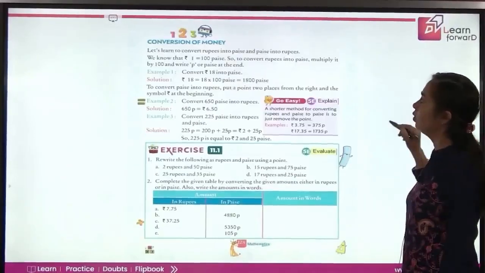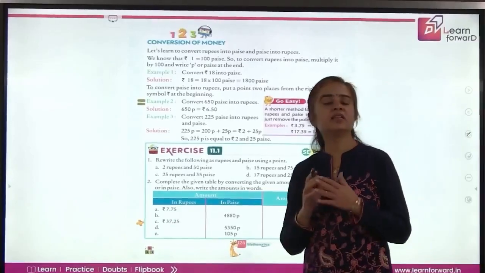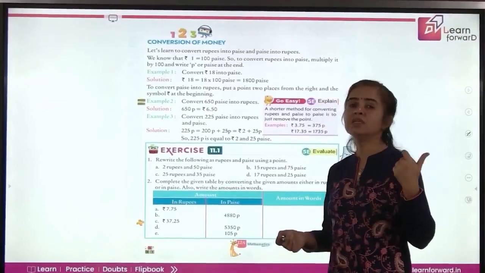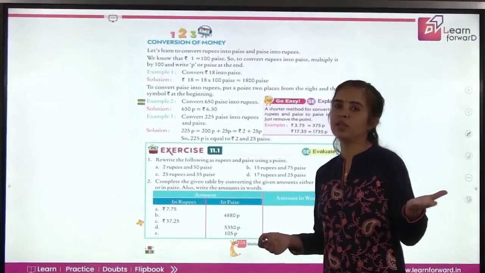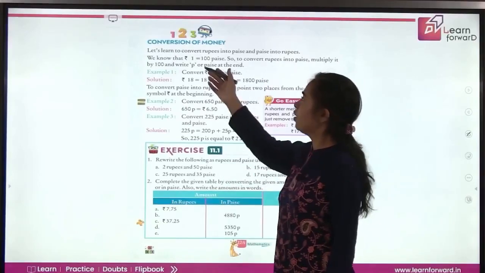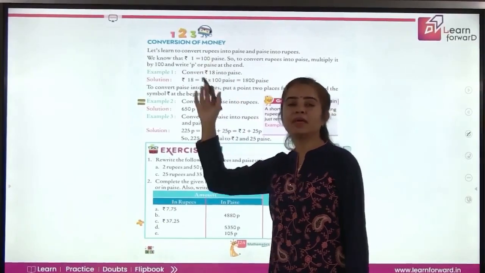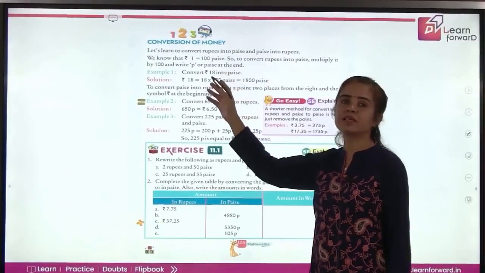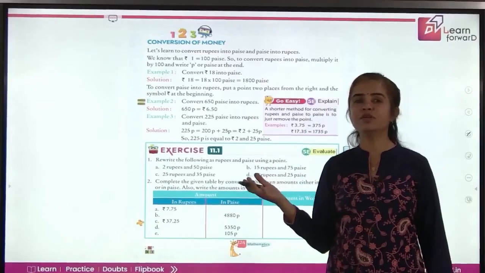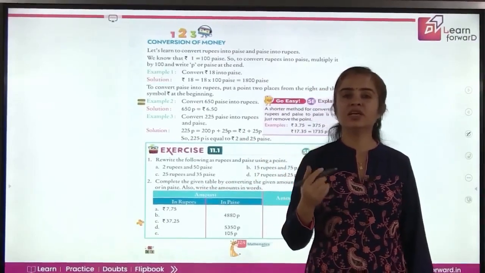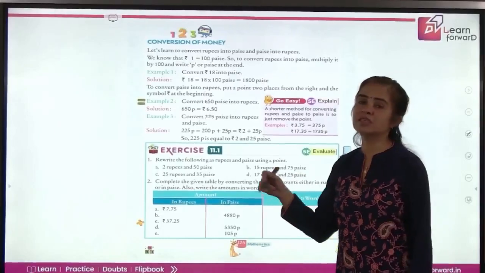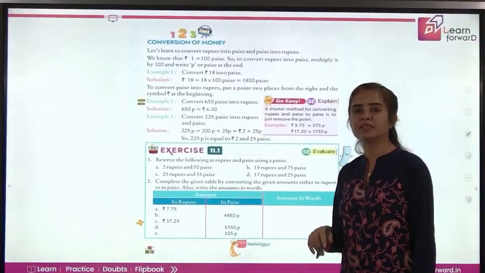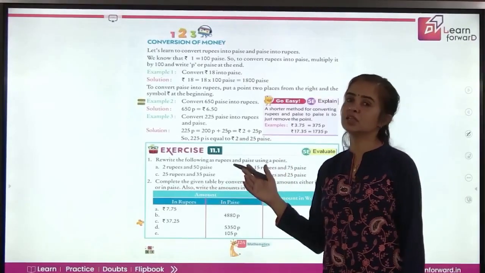Let's move ahead now and we'll be learning about conversion of money, and this is so similar to the conversion of other units of measurement that we have learned. 1 rupee is equal to 100 paise is all that you have to remember here. 1 rupee is a bigger unit, paisa is a smaller unit. So if you have to convert 18 rupees into paisa, from bigger to smaller, what do we do? We multiply. And what is the relation here? 1 rupee is equal to 100 paisa. So we'll multiply 18 by 100 paisa. We get 1800 paisa. This is as simple as we have done the other units of measurement.